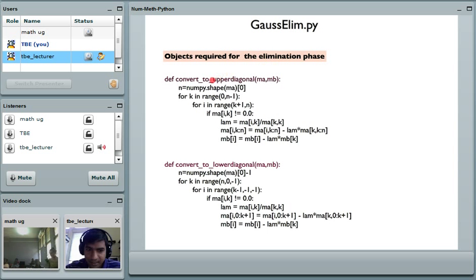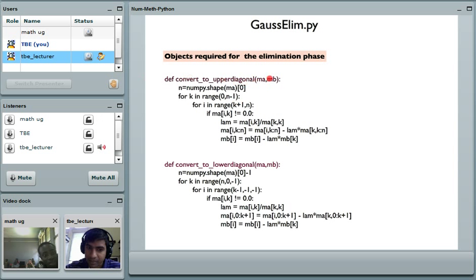So for the elimination phase, I have two methods here. The first method is called convert to upper diagonal, which means I have two matrices, MA and MB, which are passed to this function. Since it's a very generic code, first it determines the dimensions of this array. That is, we are asking whether we are solving a matrix of size 3 by 3, or of size n by n. That is decided at runtime.